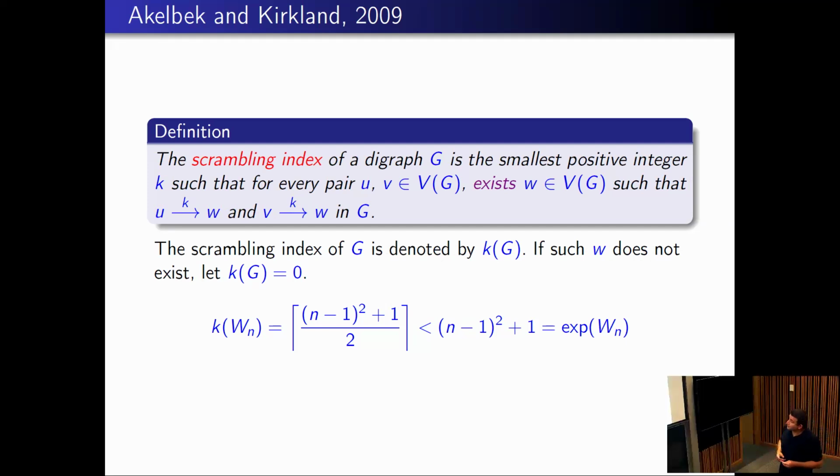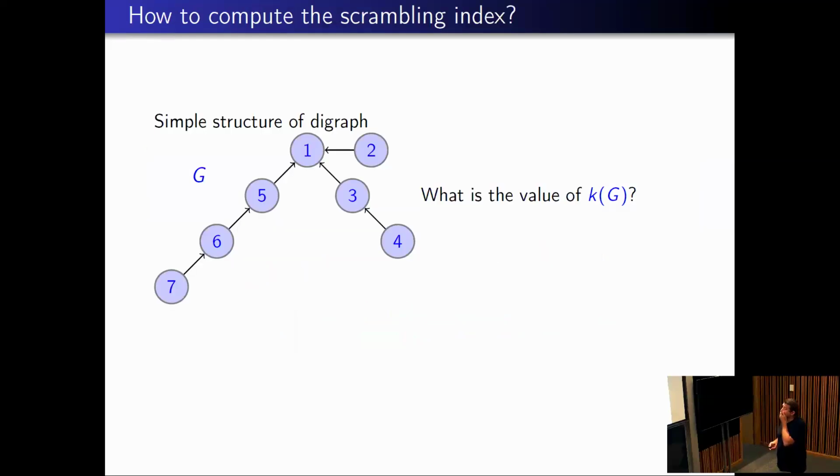This is, of course, in case we have a Wielandt matrix. It turns out that the scrambling index also has extremal behavior, but certainly it is less than the exponent. And the question is how to compute it.